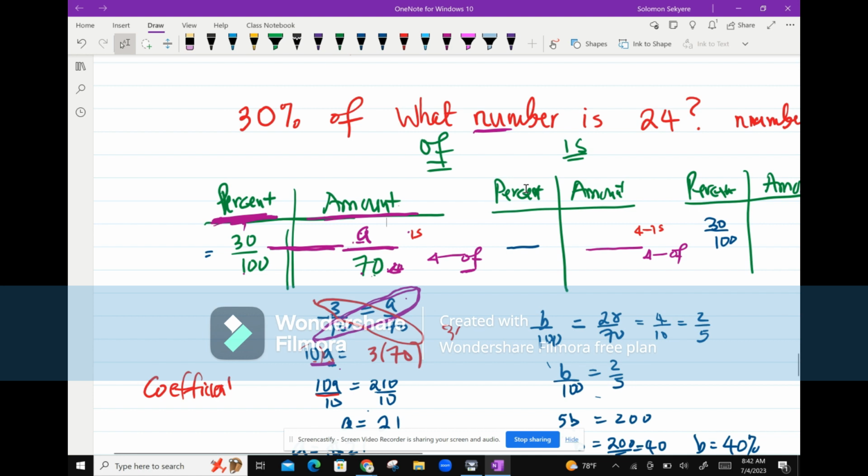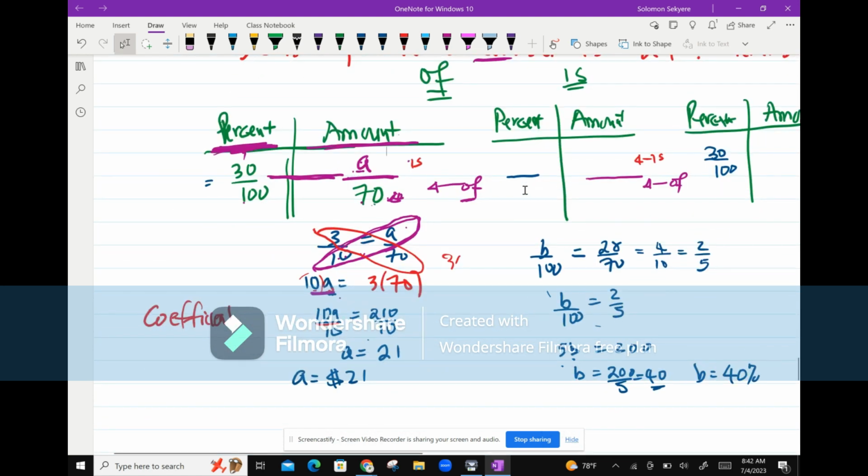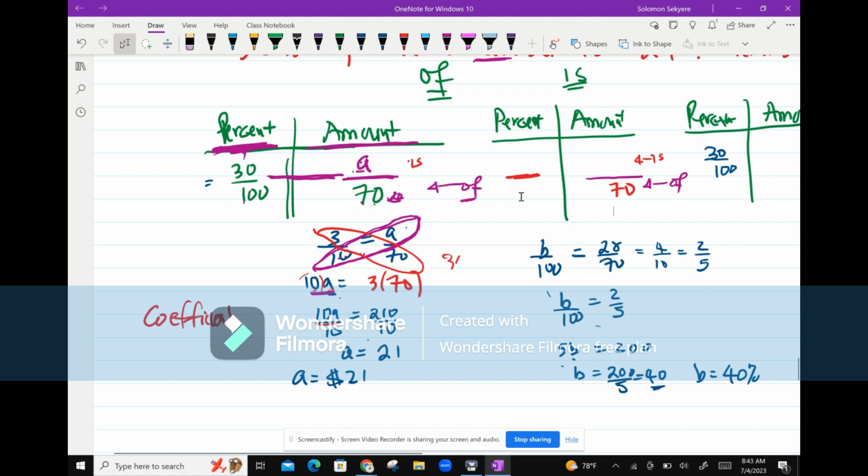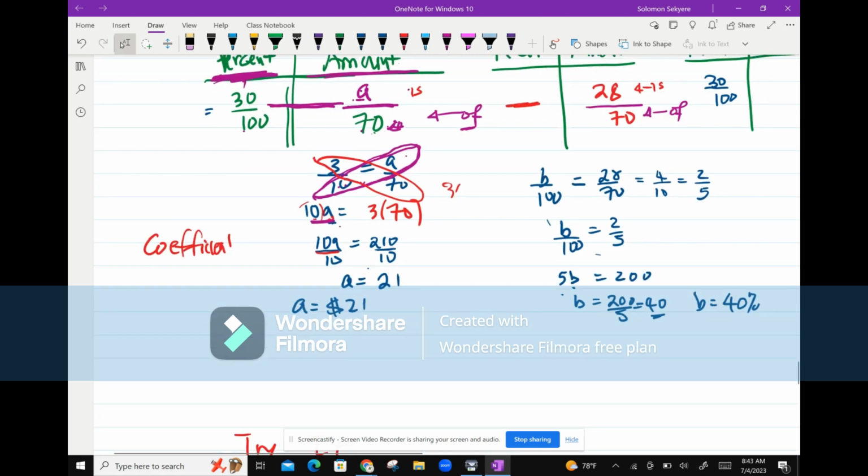So what percent? Clearly we don't know. That's the portion we've been asked to find. What percent of 70? See, the number that comes after "of" goes here. The number that comes after "is" goes over there, 28. See that? Put them in the right places. We don't know the portion of the percent, so it is missing.